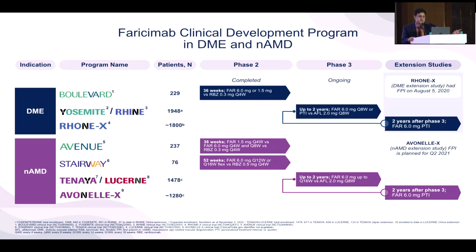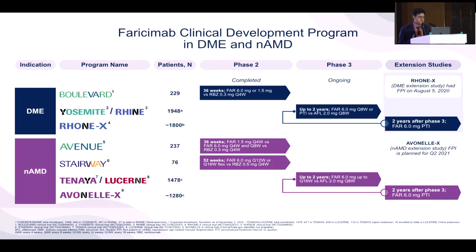First for neovascular AMD, I think we have been discussed by the previous speakers also, about all the anti-VEGF, the Tenaya and Lucerne trials, in which they showed a response that was equivalent to or not inferior to aflibercept, and then it has been extended. The only benefit is that the number of injections needed was less with faricimab as compared to aflibercept.